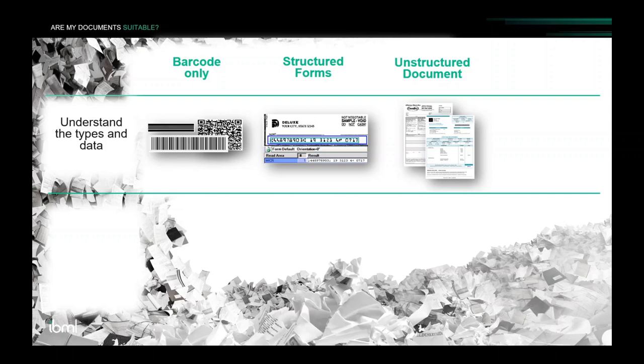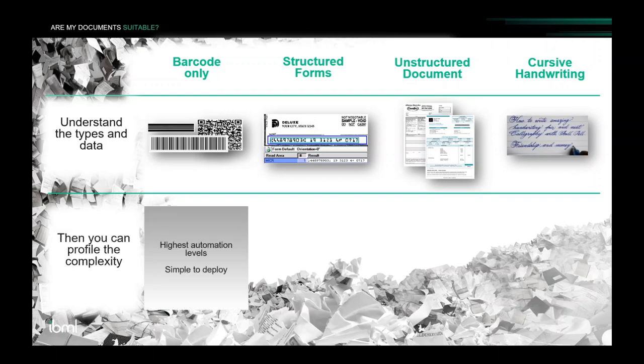The final category is more of a data category, and this is cursive handwriting. So bear in mind that this might be a subcategory to the others. For example, you might have a subcategory of your general correspondence work, your unstructured documents, that will be cursive. Once you've identified your documents into these categories, you will be well placed to understand the technologies that are needed for automation.